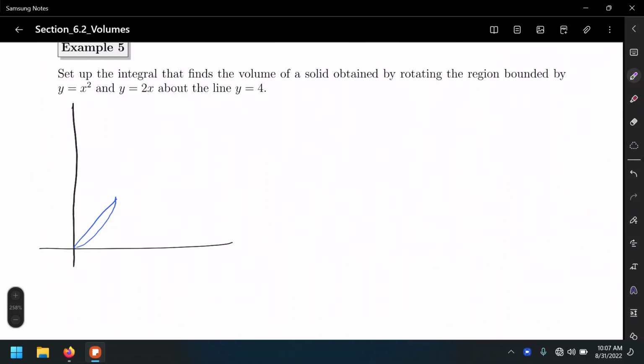In the previous example, we did the rotation about the line y equals -3. It was a line just below the region that we rotate. But in this case, the line y equals 4 is going to lie above the region of rotation. Since we found that this value of y is 2 by finding the points of intersection, our axis of rotation will be this. So this will generate the following solid.